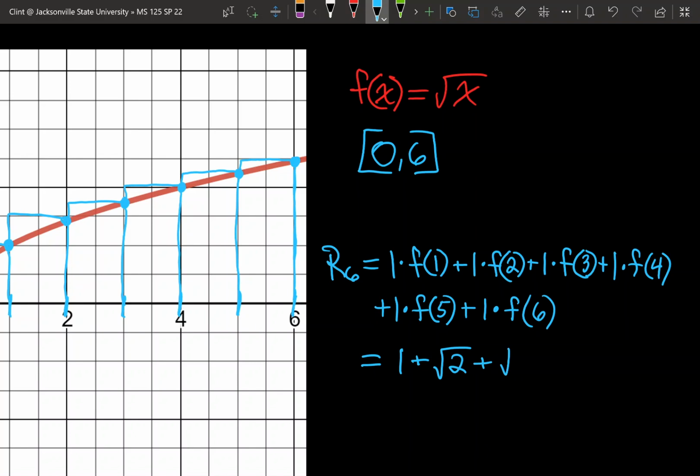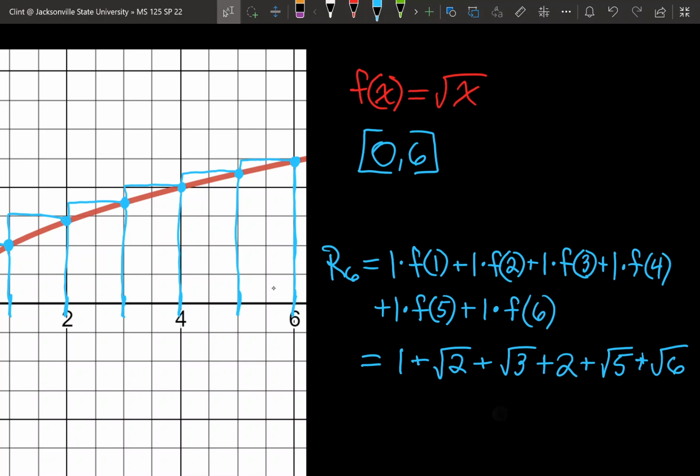F of 3 would be square root of 3. Yeah. F of 4 we can write down as an integer. Square root of 4 is 2. And then next one's square root of 5, and then last one's square root of 6. And it's fine if you wanted to just write square root of 1, square root of 2, square root of 3, square root of 4, square root of 5, square root of 6.